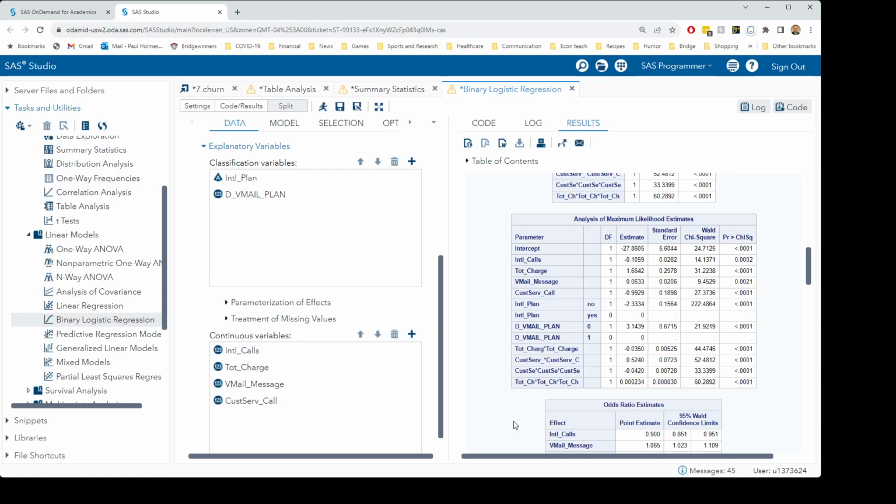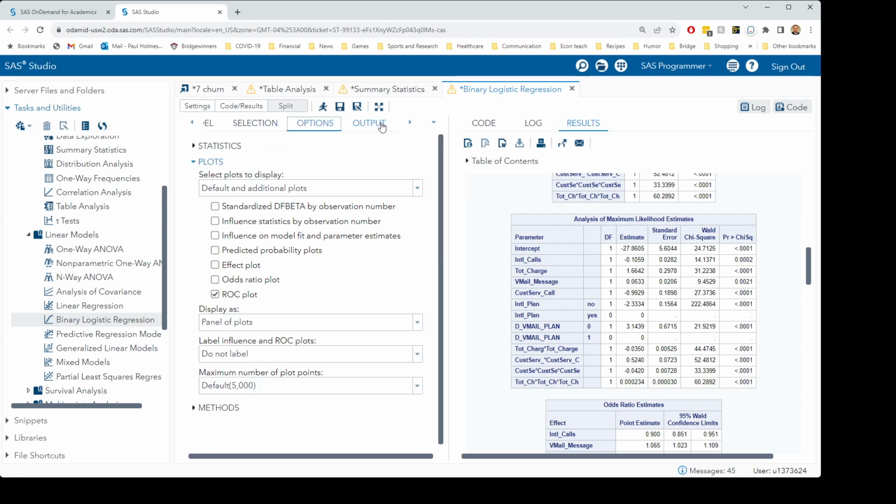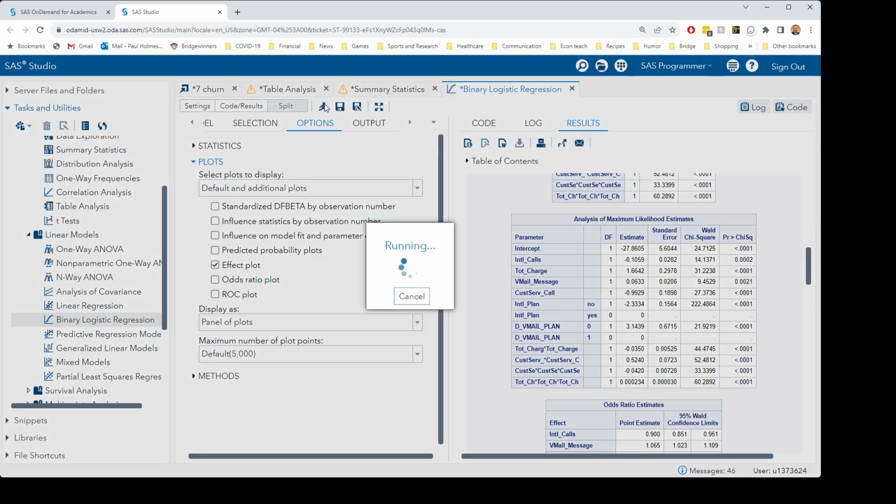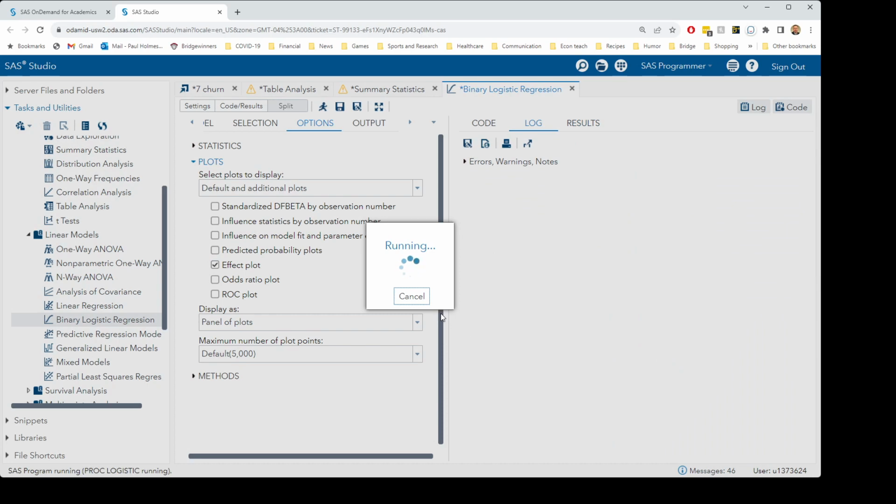Next up, we're going to have a look at a neat tool that SAS Studio has to let us see the effect on the chance of churning of some of these variables. Under Options and Plots, we're not going to need the ROC plot this time, so we'll leave that off to speed things up and add in this effect plot.